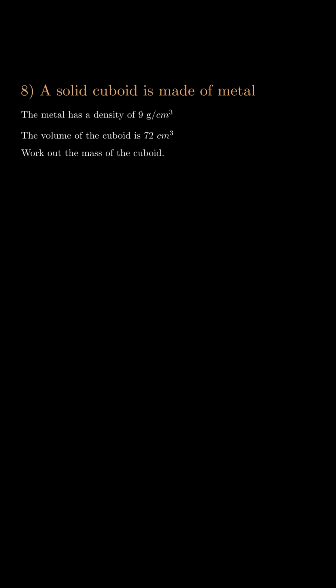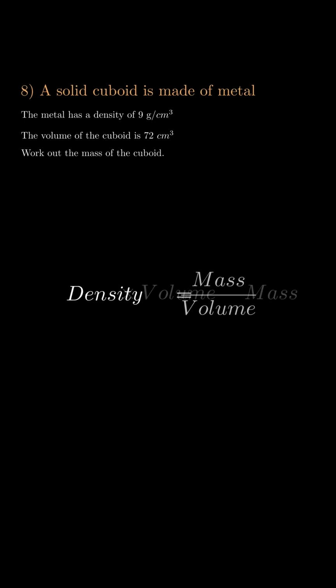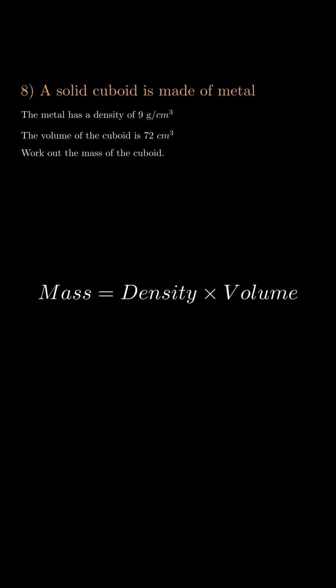Question 8. A solid cuboid is made of metal. The metal has a density of 9 grams per centimeter cubed. The volume of the cuboid is 72 centimeters cubed. Work out the mass of the cuboid. If you can't remember the formula for density, we can look at the units and figure it out that way. We can see that the units are grams per centimeter cubed. Grams is a unit of mass, and centimeter cubed is a unit of volume. So density is mass over volume. Now we can rearrange for mass, and we get mass equals density times volume. The volume of the cuboid is 72 centimeters cubed, and the density is 9. So the mass is equal to 9 times 72, which is 648 grams.